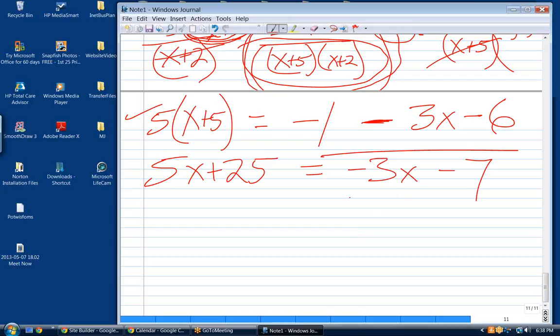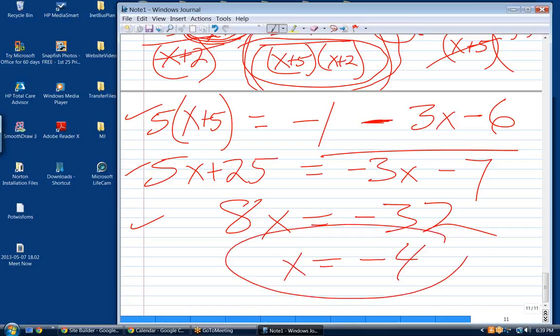Gather your variables on one side, your constants on the other. Subtract 25. Okay, so subtract 25 and add 3x, and I'm going to do those at the same time. In other words, there's no need to really do that in two different steps. So I'm going to add 3x. I'm going to subtract 25 to get to that step there. In other words, I go from there to there directly. Now, there's the solution.